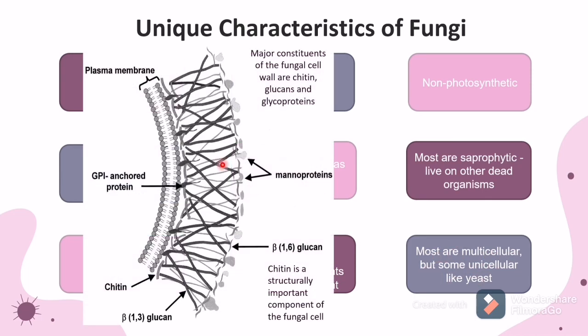And this one is the structure. Here is the plasma membrane, chitin, mannoprotein, glucan. The major constituents of the fungal cell wall are chitin, glucans, and glycoproteins. Chitin is a structurally important component of the fungal cell.